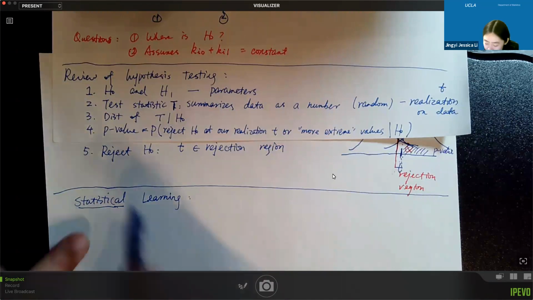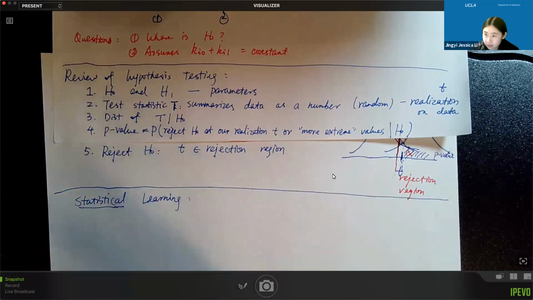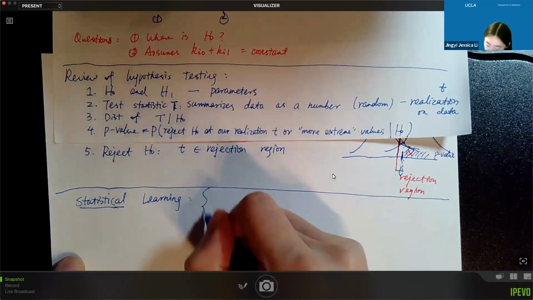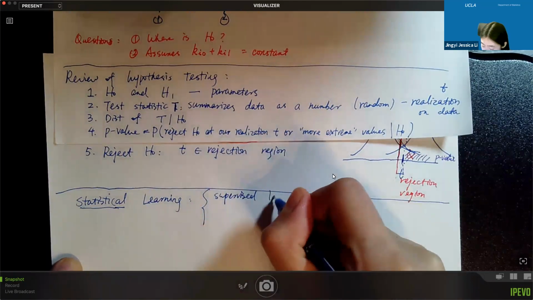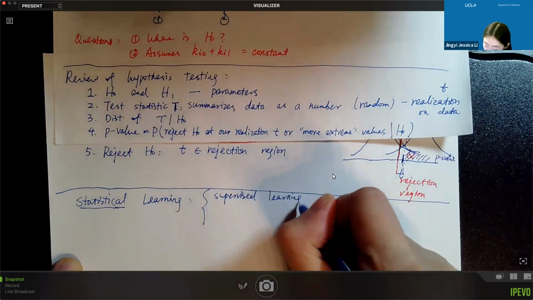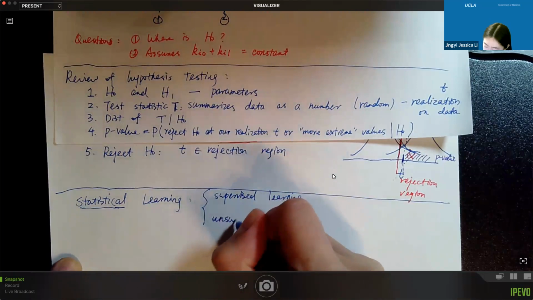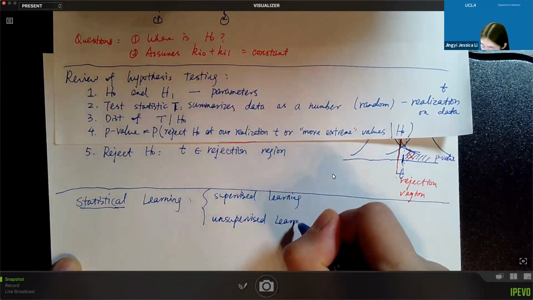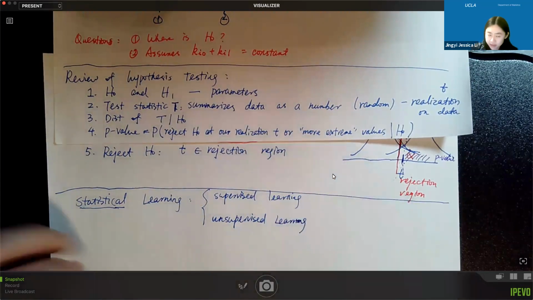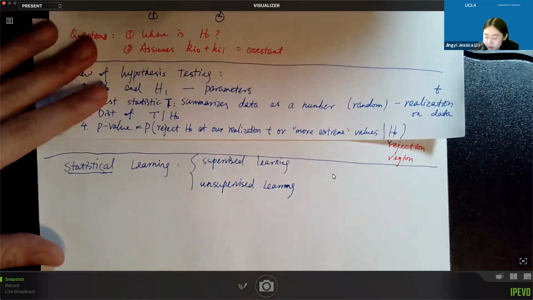Whenever you see something called statistical, it usually means that we are considering uncertainty in our procedure. Just as with machine learning, statistical learning can also be classified into two types, which we call supervised learning and unsupervised learning. In this class, we will focus more on unsupervised learning, because that's more common in biomedical research.